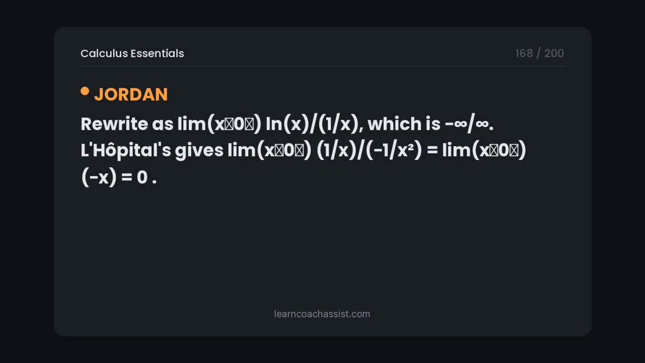Rewrite as the limit as x approaches 0 of ln x divided by 1/x, which is minus infinity over infinity. L'Hopital's gives the limit as x approaches 0 of (1/x) over (minus 1/x squared), which equals the limit as x approaches 0 of minus x, which equals 0.